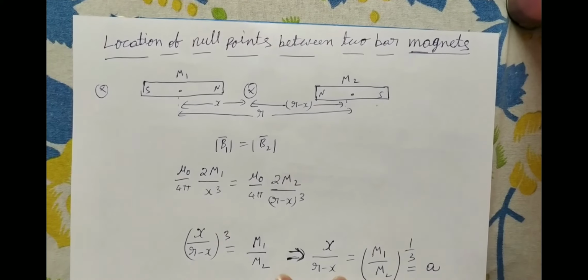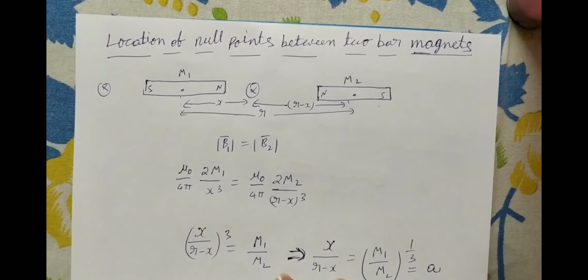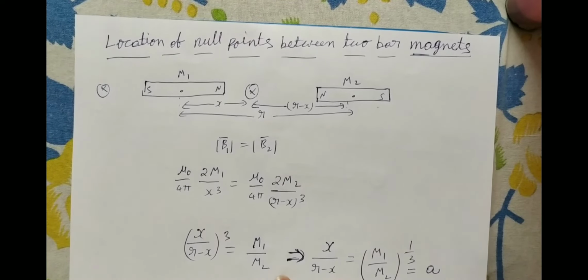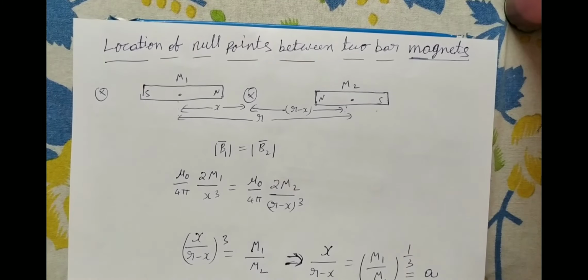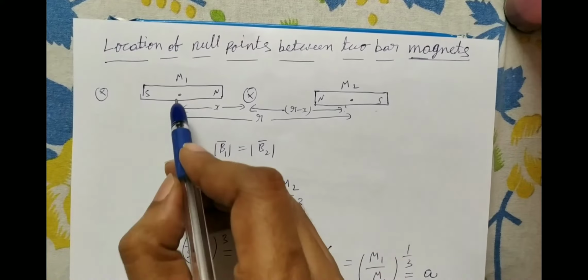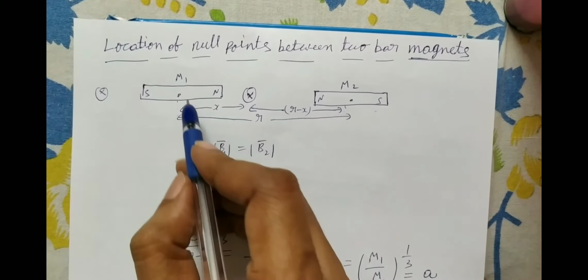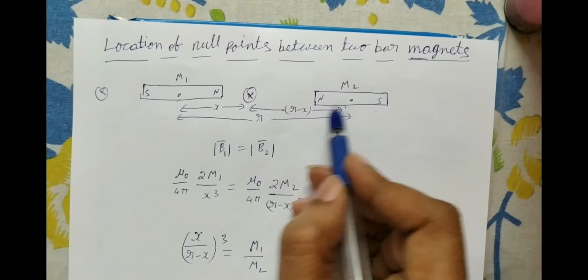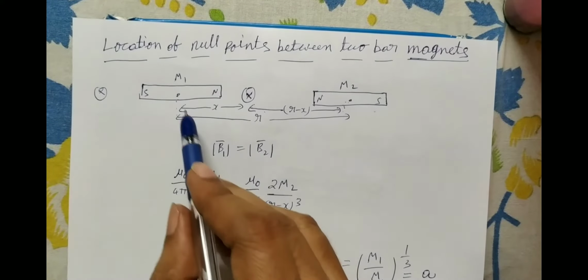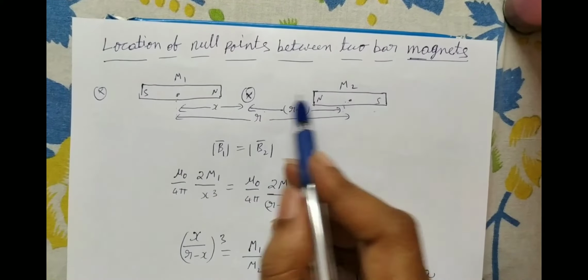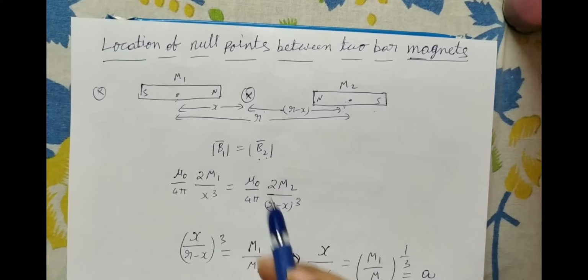Now we'll see the location of null points between two bar magnets, and in the previous case that was between two isolated poles, and now between two bar magnets. Take two short bar magnets of magnetic moments M1 and M2, with centers separated by a distance R, and assume the null point is at distance x from the first magnet and R minus x from the second magnet. Here also the magnetic field due to the first bar magnet is numerically equal to the magnetic field due to the second bar magnet. That's why I equate the magnitudes.